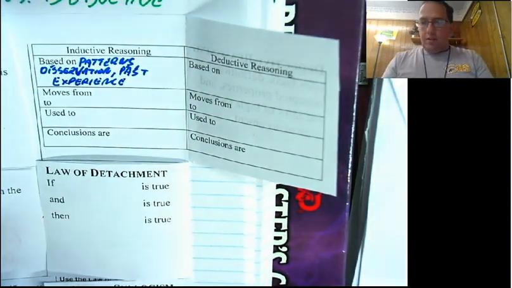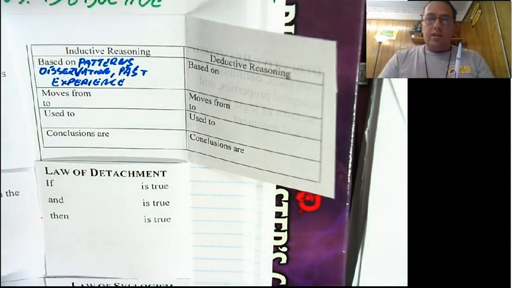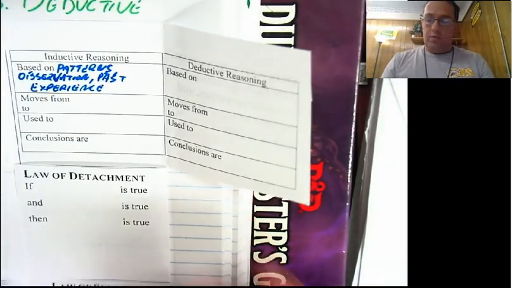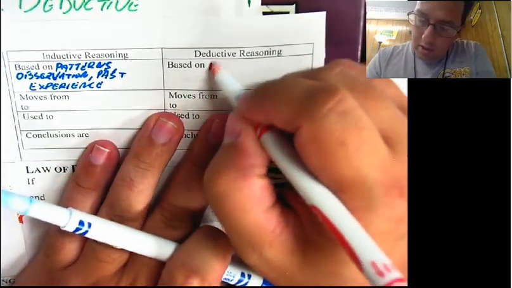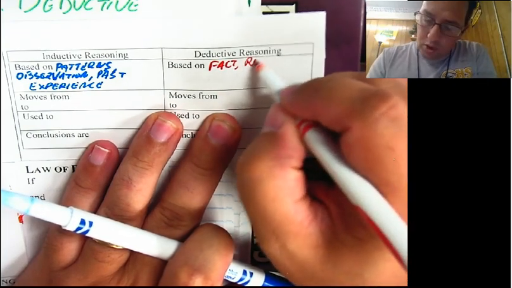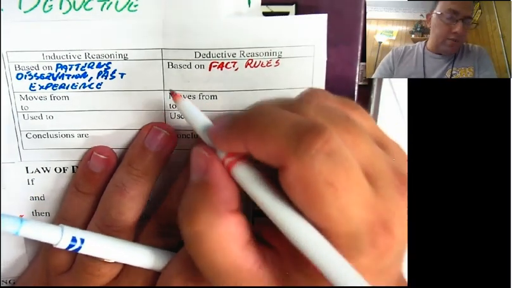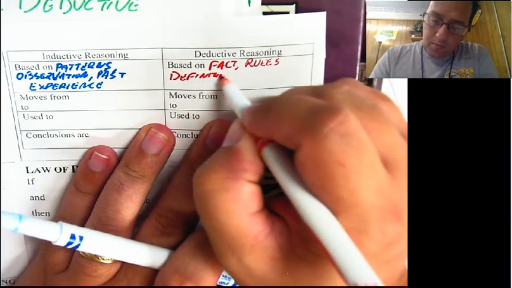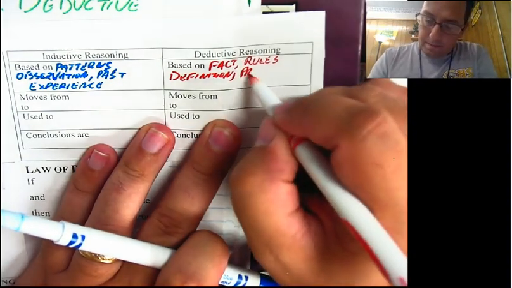All right. Deductive reasoning is not based on patterns. It's not based on things I've seen in the past. It is based on the rules. It is based on facts. For those old enough to remember, Joe Friday: just the facts, ma'am, just the facts. It is based on fact. It is based on rules. These are the rules. This works every time, so it must also work this time. It is based on definitions. And it is based on properties.